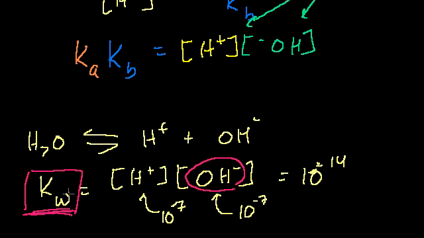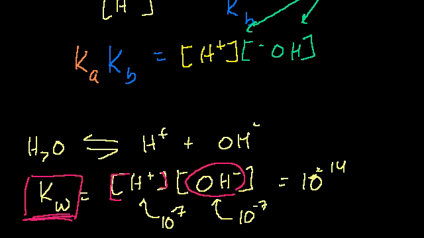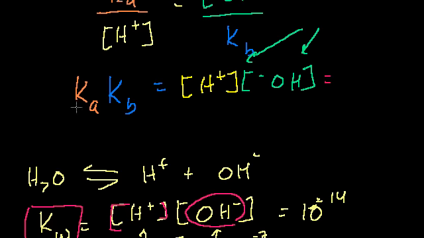So no matter what we do, in just pure water it's 10 to the minus 7. But no matter what we do to this and this in an aqueous solution, the product is always going to be 10 to the minus 14th power. So that's the answer to this question. This is always going to be 10 to the minus 14 if you multiply hydrogen concentration times OH concentration.